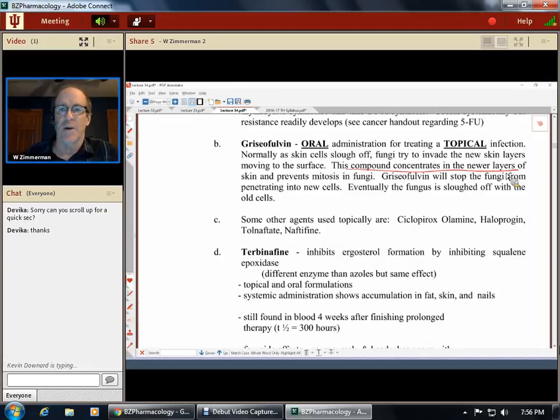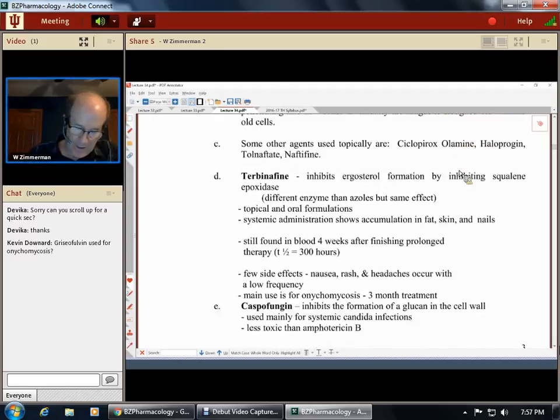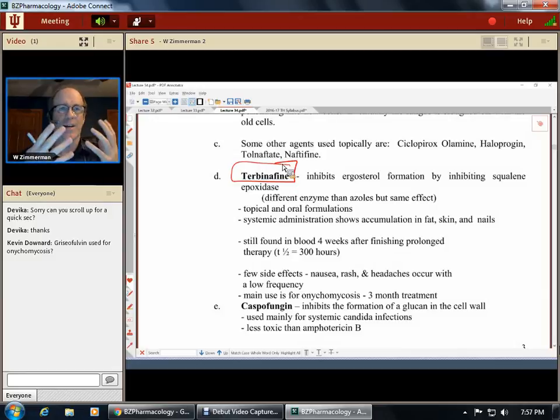Let's see. Other agents that I don't care about so much, not that I know of. The great drug for onychomycosis is what we're getting to, is terbinafine. Lamisil is the trade name. Onychomycosis, of course, is these nasty nail infections. We can get it in our fingers, but it's even worse in our feet because with our shoes, that humidity in there, it's really harder to treat.